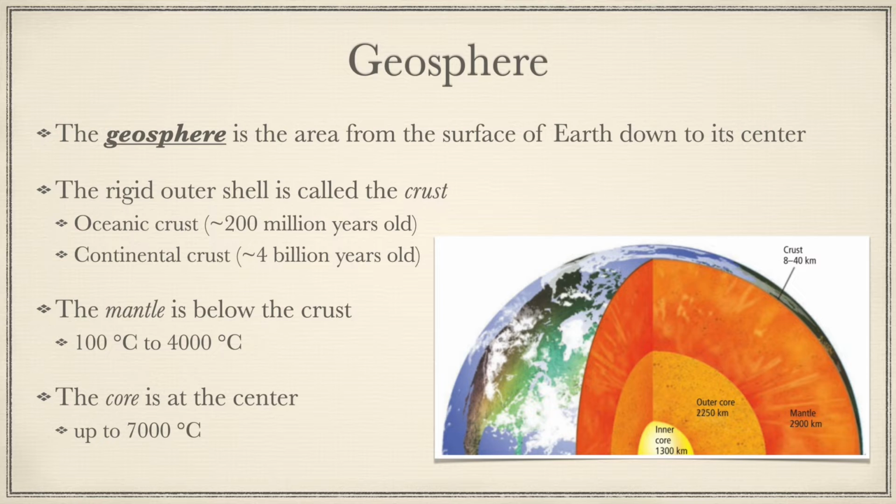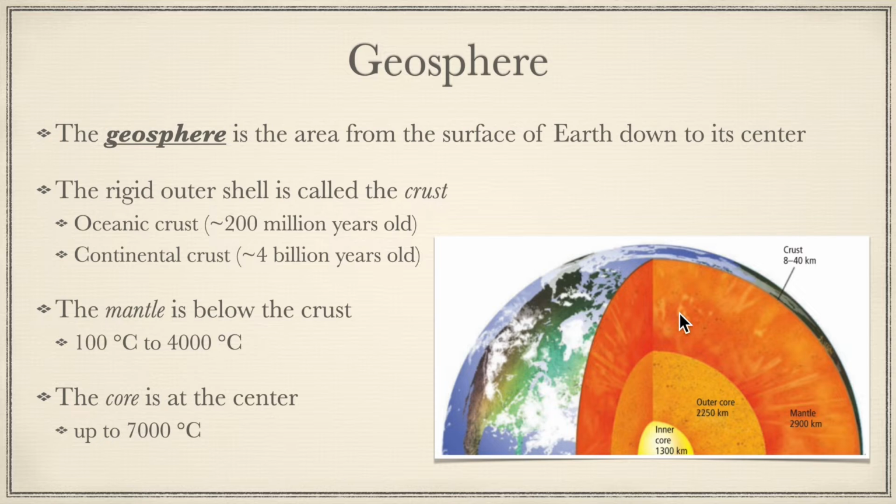So the geosphere is the area from the surface of the Earth all the way down to its center or its core. The rigid outer shell of this is called the crust, and it's anywhere between 8 and 40 kilometers thick, kind of depending on where you are. The oceanic crust, which is the crust under the oceans, is a lot younger than the continental crust, which is where the land is. Oceanic crust is about 200 million years old on average. It's also the thinner crust.